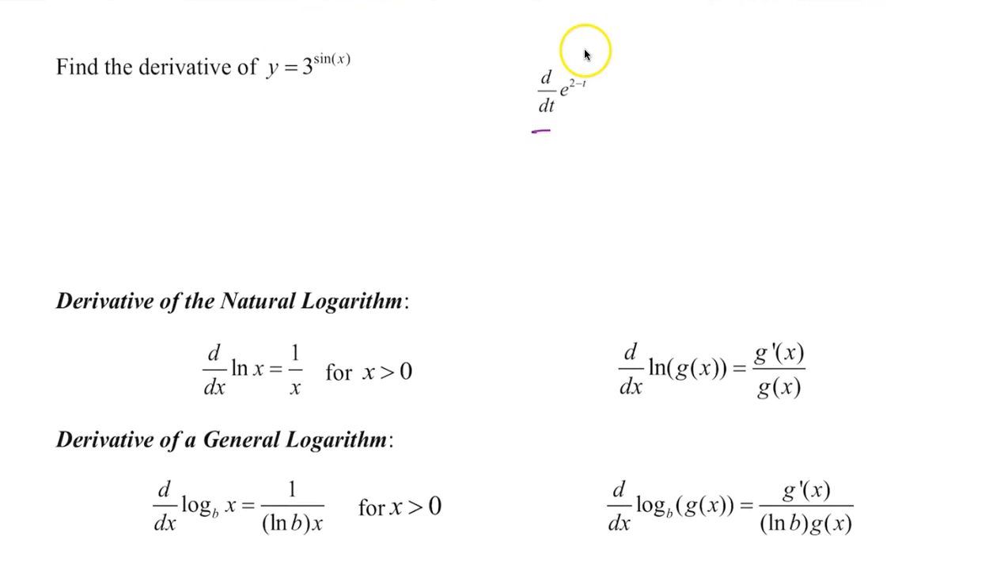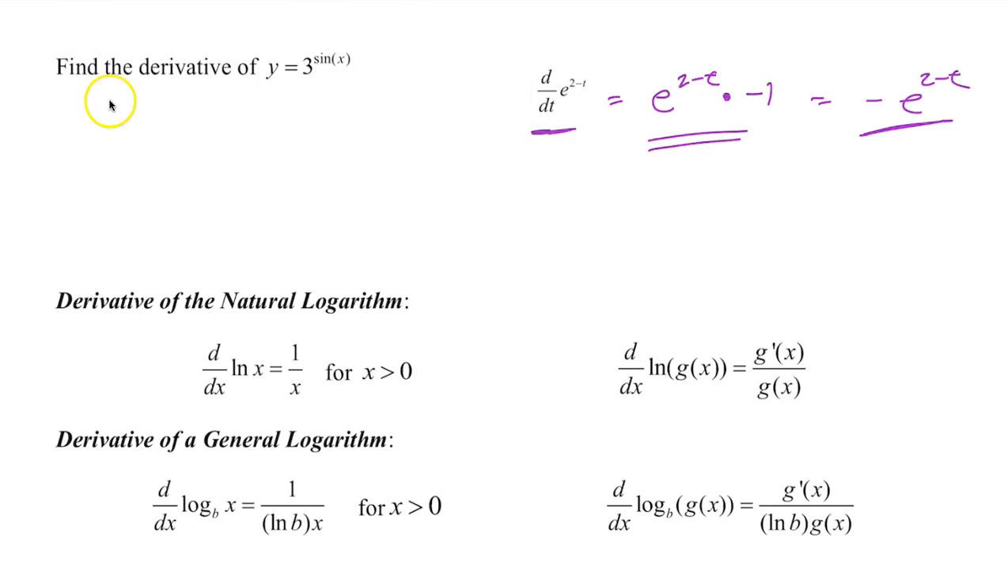Let's do another e one real quick before we move on. It's another chain rule. Take the derivative of the outside, leave the inside alone, times by the derivative of the inside. The derivative of the inside would be negative 1, so you can also write it as negative e to the 2 minus t. Either of these is fine. For the derivative of 2 minus t, the 2 goes away, and the derivative of negative t is just negative 1.